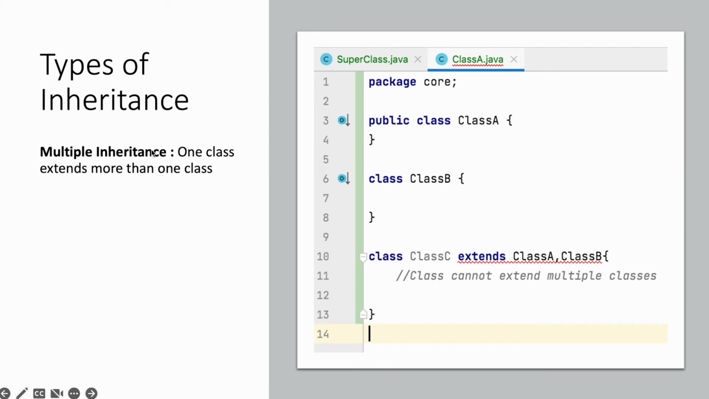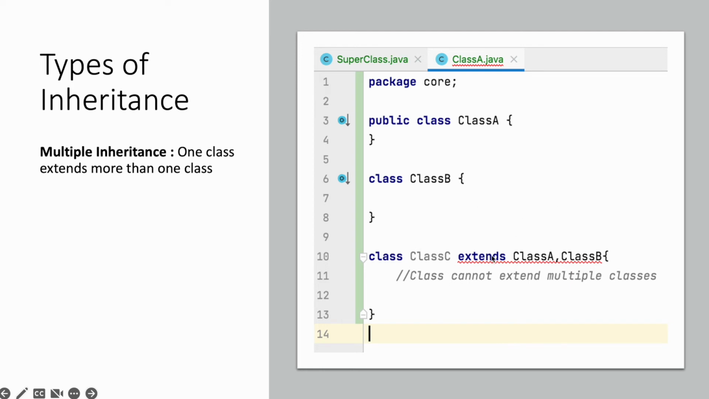Next is multiple inheritance. That means one class extends more than one class. That type of inheritance we call multiple inheritance. We have class A and another class B, and we are creating a class C by extending more than one class. That means class C extends class A and class B. This type of inheritance we call multiple inheritance.